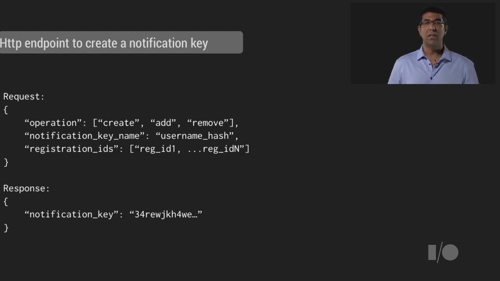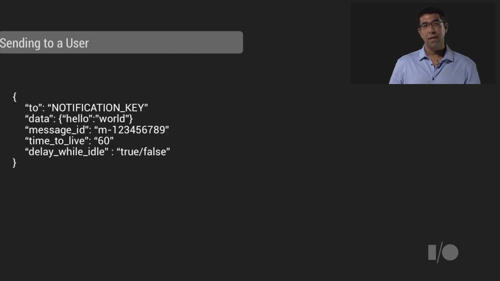An important field is the notification key name. For us, it's just a unique identifier that you use to identify this user. The actual username is not relevant, so please use a hash. It needs to be unique for a user. Here's an example on how you can send a message to all devices for a user. The only difference is that instead of sending a message to a registration ID, we now send it to a notification key.